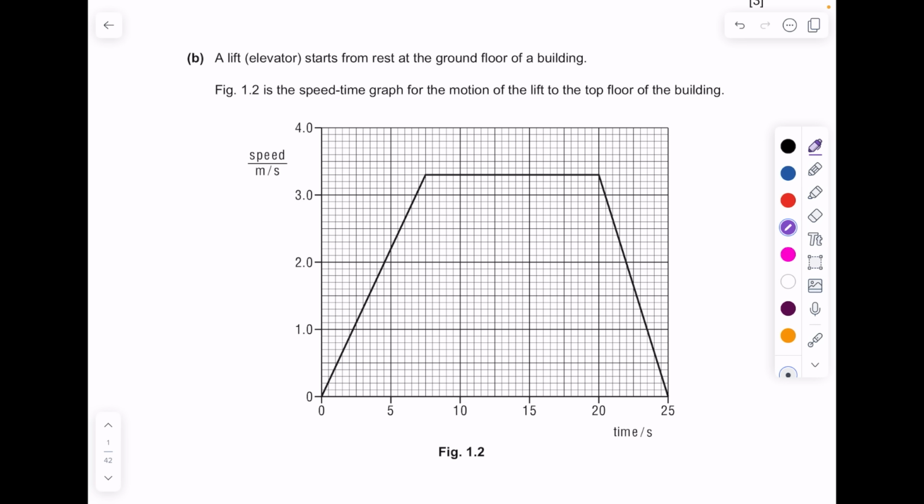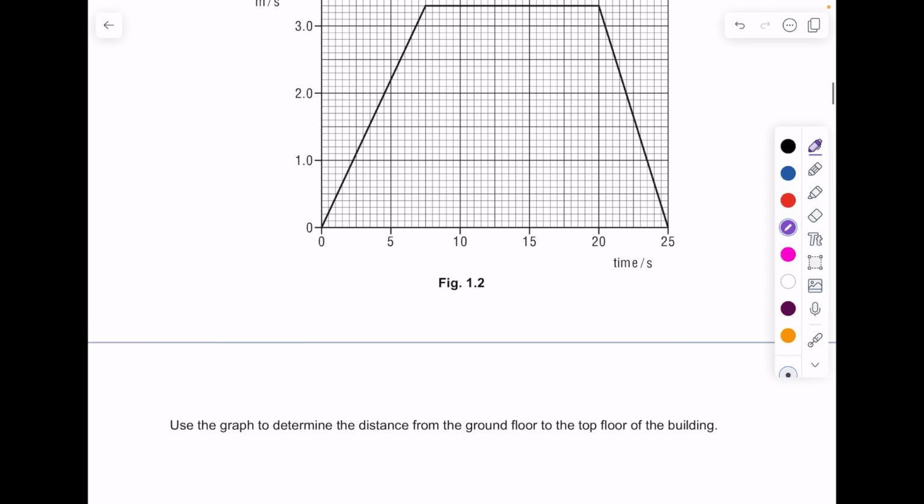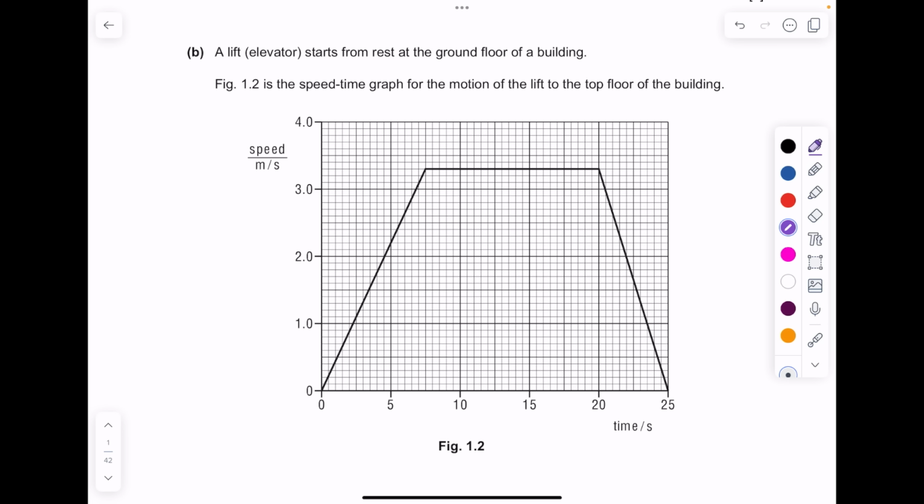A lift elevator starts from rest at the ground floor of a building. Figure 1.2 is the speed time graph for the motion of the lift to the top floor of the building. Use the graph to determine the distance from the ground floor to the top of the building. So I want to use this question to show you how to calculate distance from a speed time graph. Now the way you do that is by finding the area under the graph line.